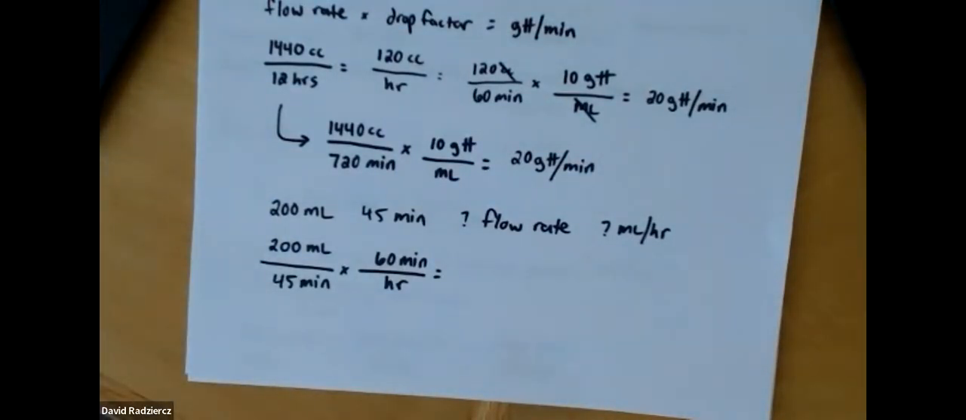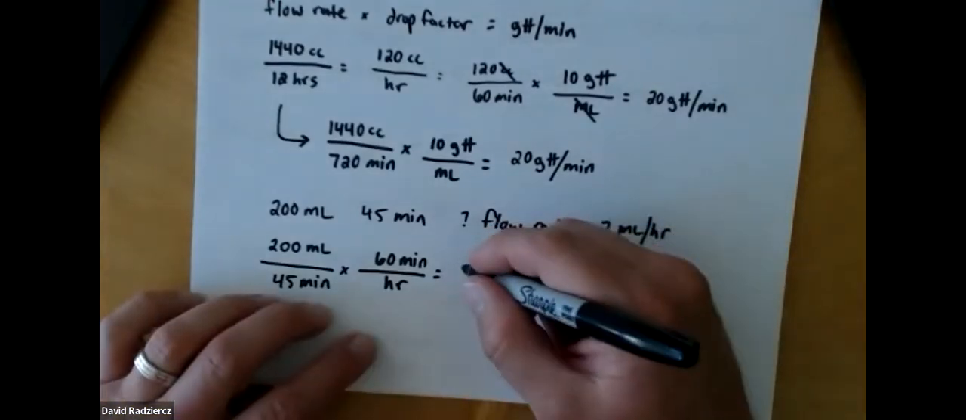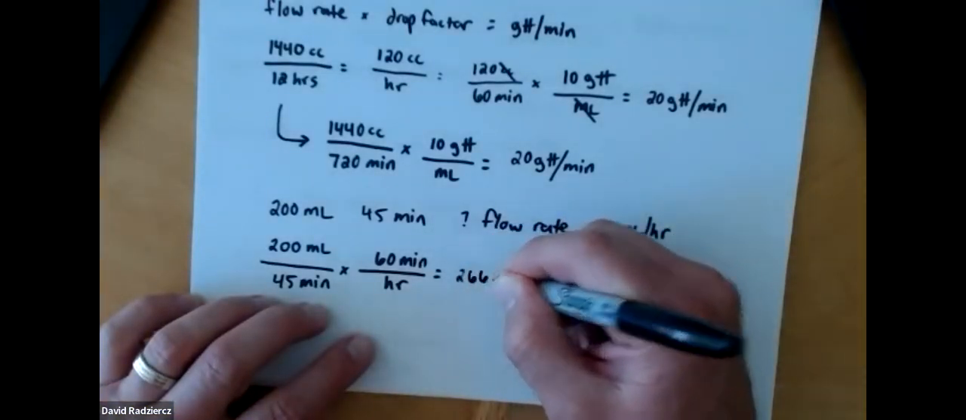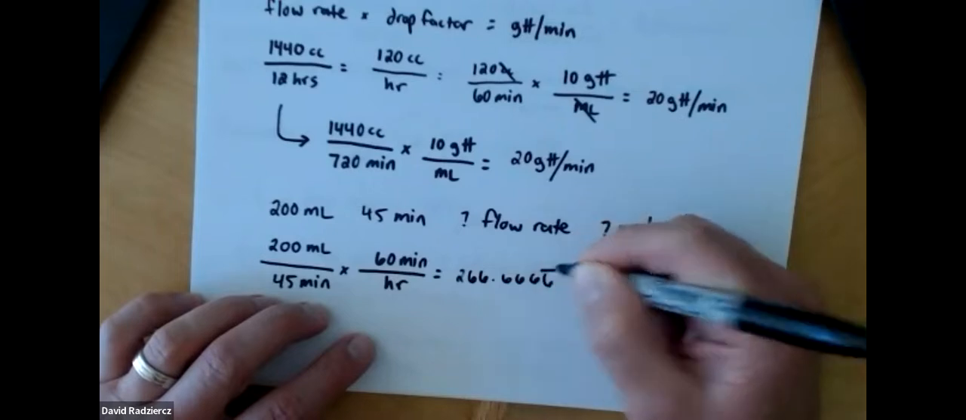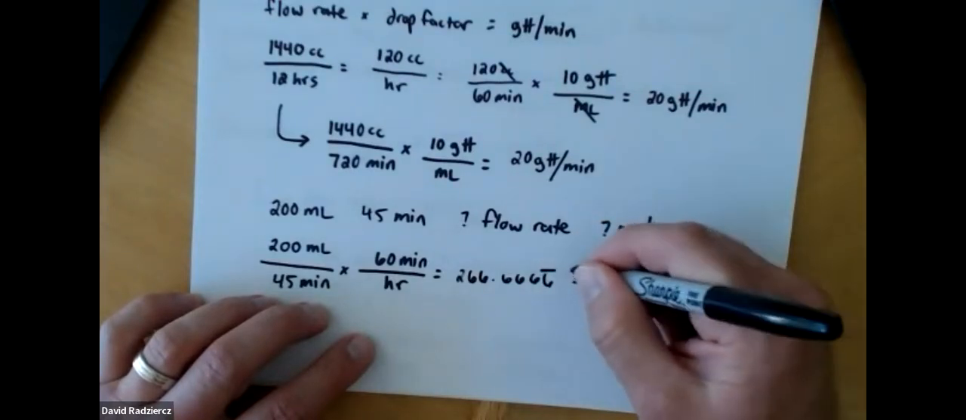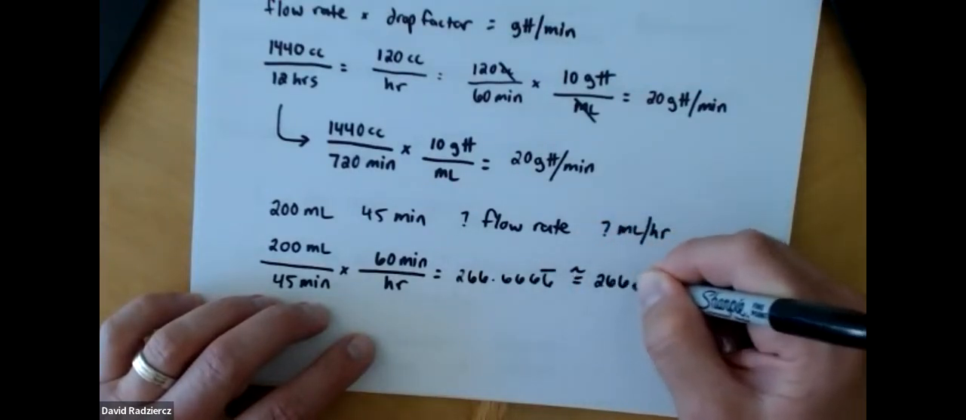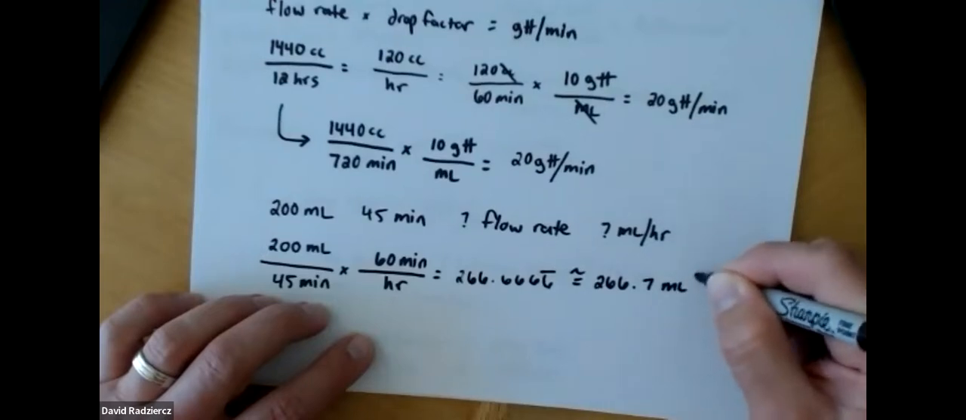So what I'm going to do is take my 200 times 60, and then divide by the 45, and I'm going to get a decimal answer. I'm going to get 266.6666 repeating. And then we're just going to round that to 266.7 milliliters per hour.